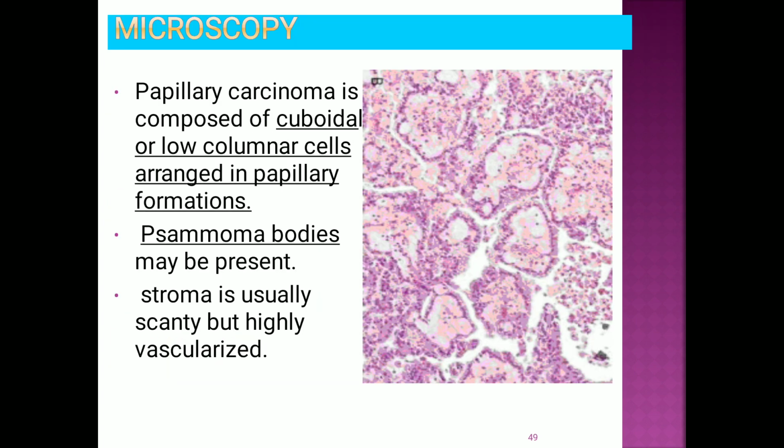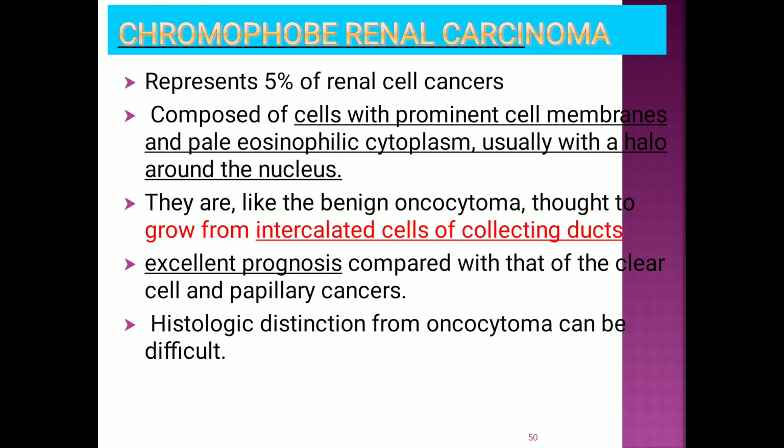Further extension produces a continuous cord of tumor in the inferior vena cava and even in the right side of the heart. Microscopy: the papillary carcinoma is composed of cuboidal or low columnar cells arranged in papillary formation. Psammoma bodies may be present. Stroma is usually scanty but highly vascularized.